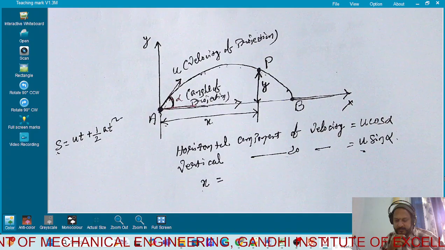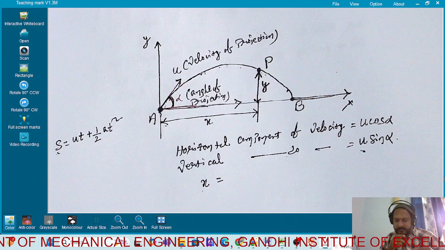Substitute the value of t in equation 2. You see, y is equal to u sin alpha into x by u cos alpha, minus half g into x by u cos alpha, whole square. Why I am saying this is very important.